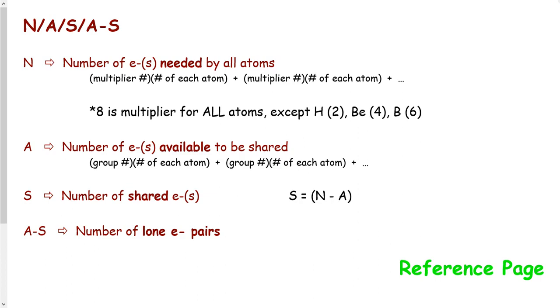N is the number of needed electrons, where as you look in black type font, you will see that there is a multiplier number times the number of each atom, and to that you add the multiplier number times the number of each atom for each structure. 8 is always our multiplier number for all atoms except for hydrogen, beryllium, and boron. To explain this so that you do not become confused, I'm going to stop with N at this point and go to a few examples to show you how to apply this, and then we'll come back to this reference page.